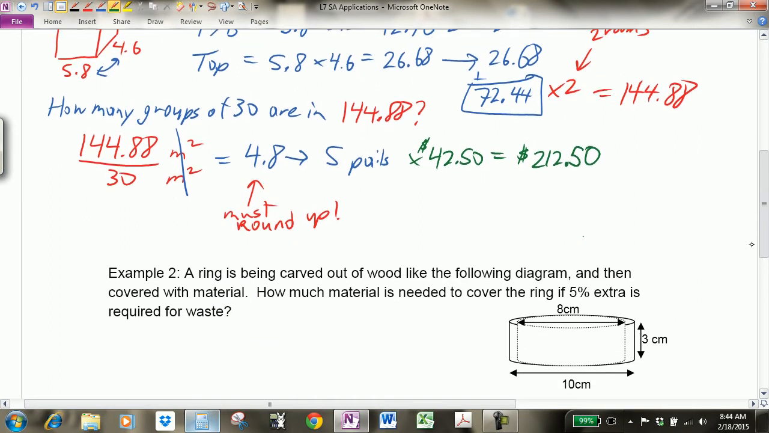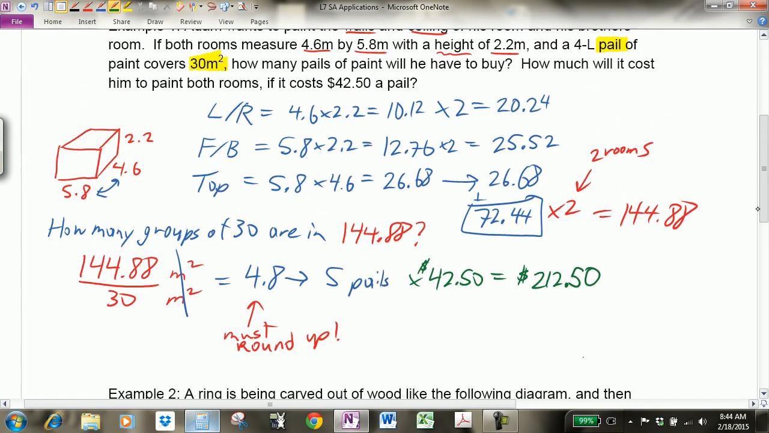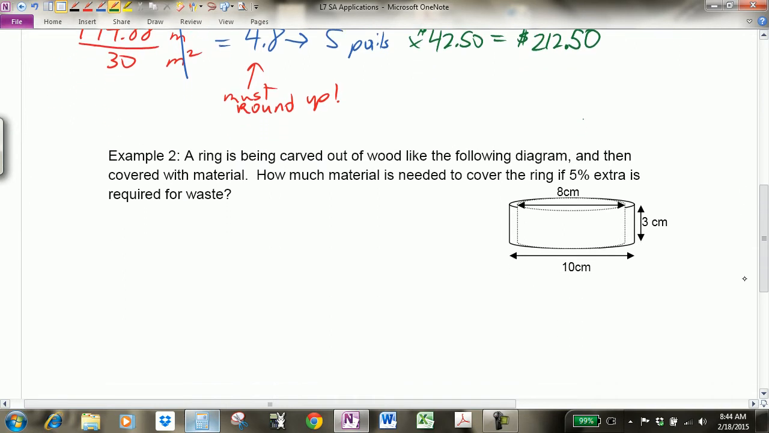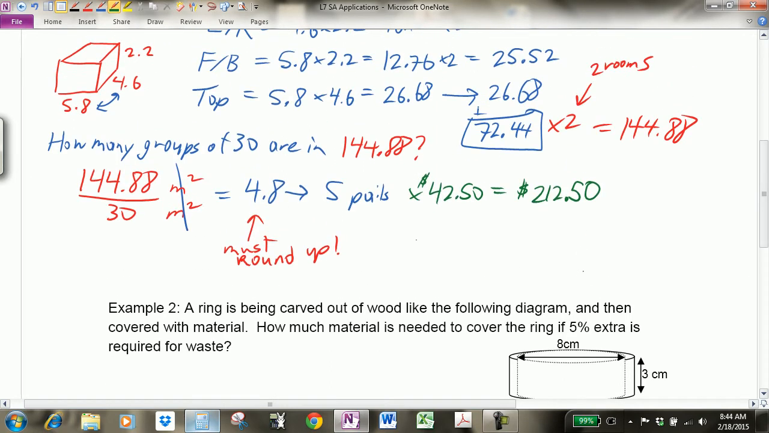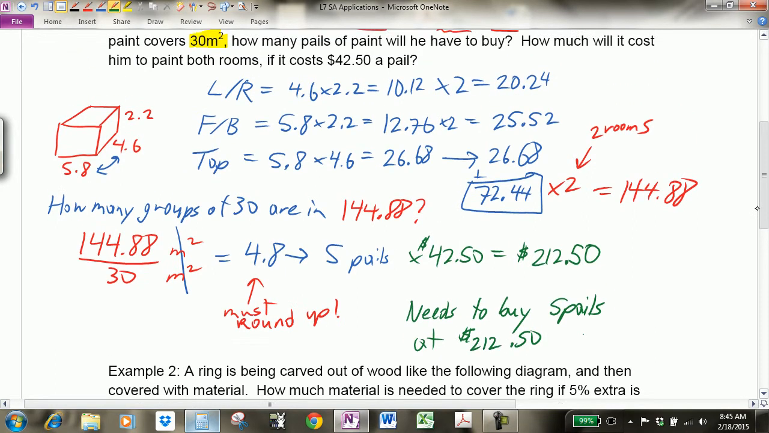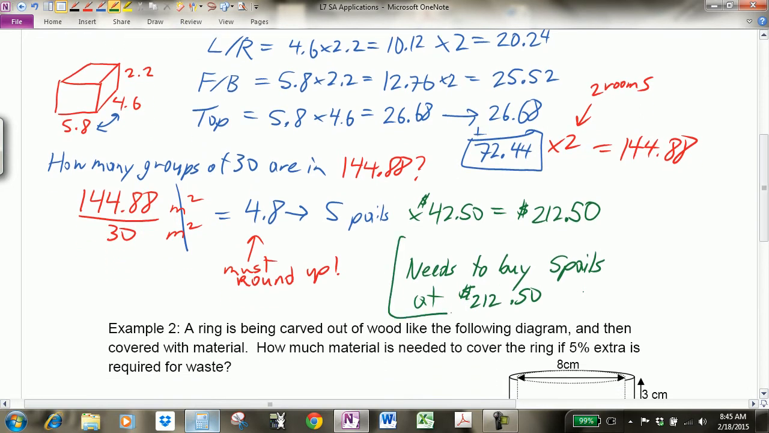Any questions? Okay. Next one then. Oh, we should do a quick little sentence. Needs to buy 5 pails at $212.50. Okay. So you got to mention how many pails and the total cost, because that's what the 2 questions are asking us. Put a little box around that. Looks so pretty. Nice, neat, sweet. There you go. Go on to the next question.